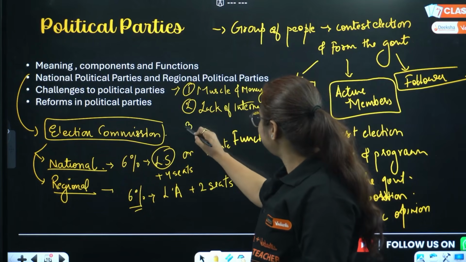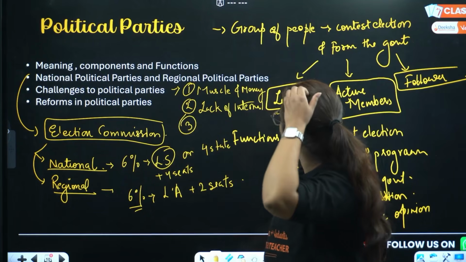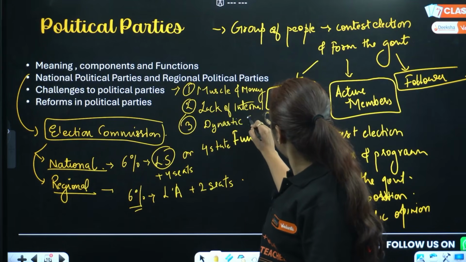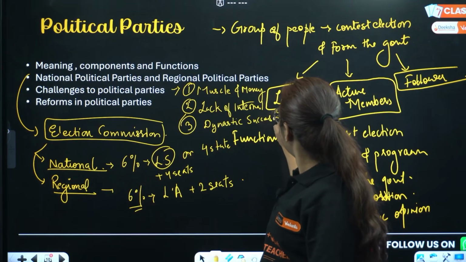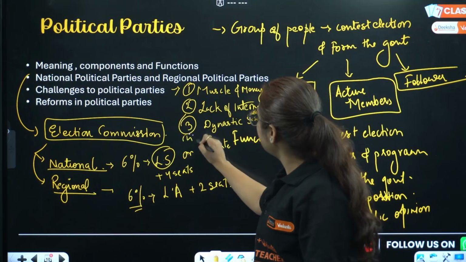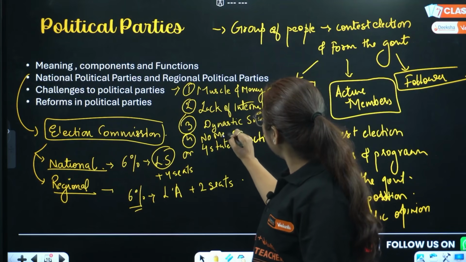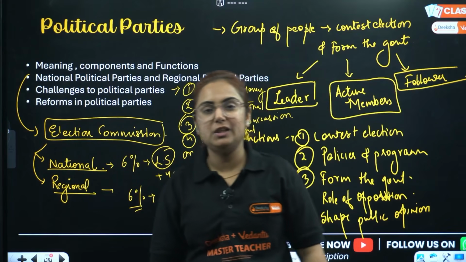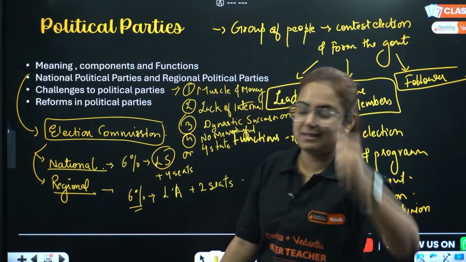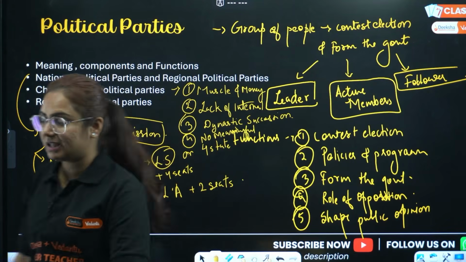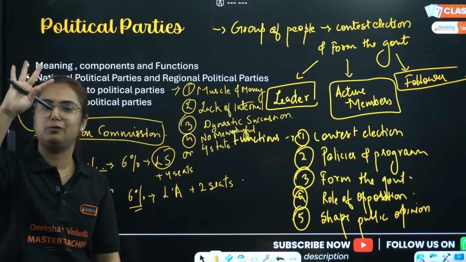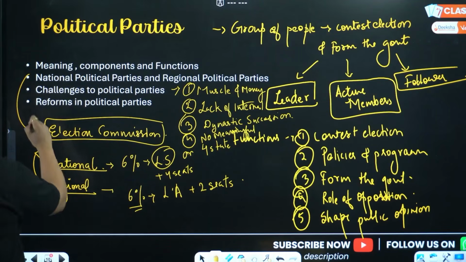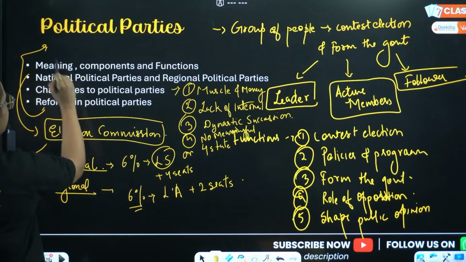Everything going good. Third one is, what is third one? Dynastic succession. This we have witnessed ourselves. And the last one is no meaningful choice. There are so many political parties bifurcated from each other, having the same principles. How can we distinguish that this is good, this is not good? We don't have meaningful choice. Okay. Now comes the topic that is reforms in the political party.